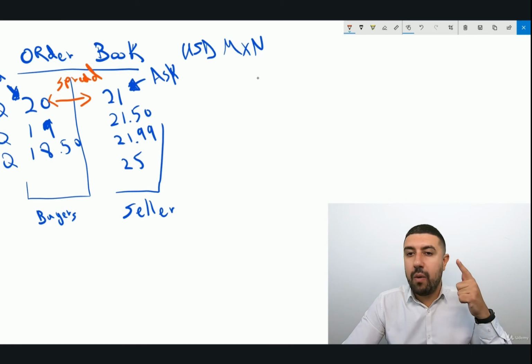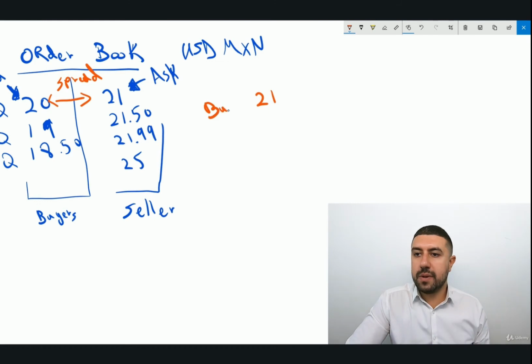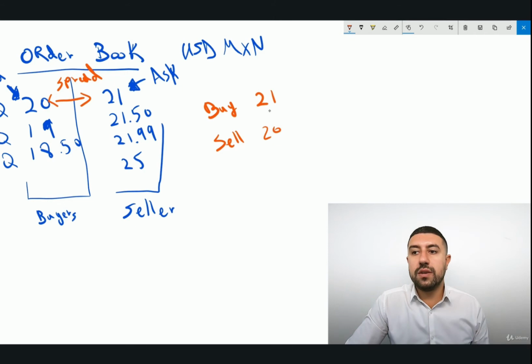Because let's say right now you want to buy this currency, and you buy it at 21, okay? And then right away you turn around and you sell it at 20. So you just lost $1, right? A peso. So you just lost that. So you buy at 21 and you sell it at 20. So you lost the spread. So the spread is your commission.